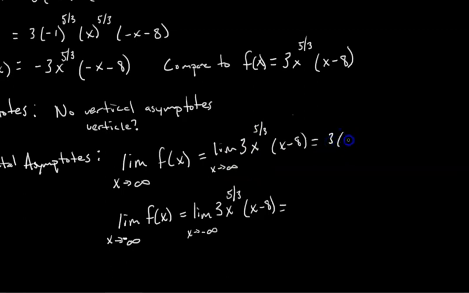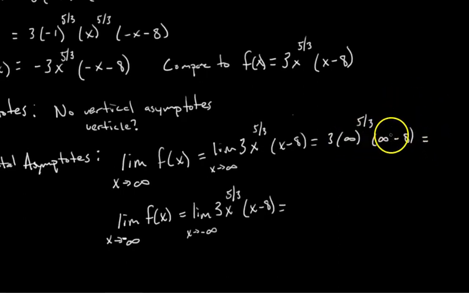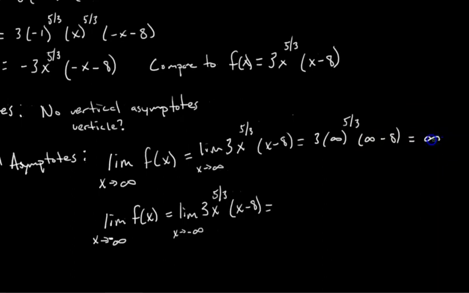So 3 times infinity to the 5/3 times infinity minus 8. What does that equal? Well, infinity to the 5th power is infinity again, and then the cube root of infinity is still infinity. 3 times infinity is still infinity, and infinity minus 8 is still infinity. So you get infinity times infinity, and infinity squared is infinity again. So basically, the limit is just infinity.